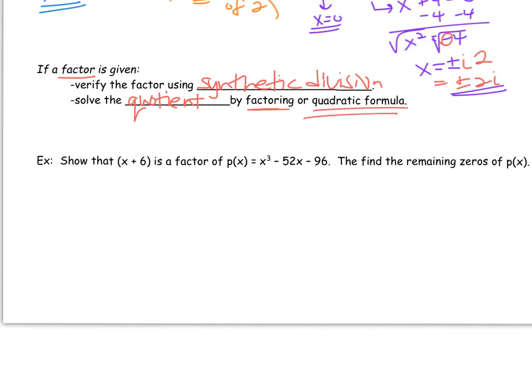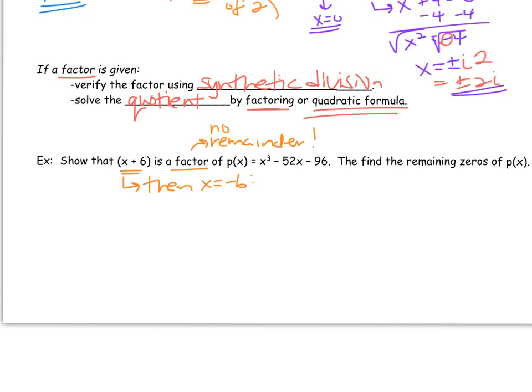In the example, show that x plus 6 is a factor of x cubed minus 56x minus 96. Now, we worked with this in lesson 3.3. To show it's a factor, we're going to plug it in for synthetic division. Remember, if your divisor is x plus 6, that means you're verifying it crosses the x-axis at negative 6. And that's what we'll plug in for synthetic division. In order to be a factor, you must have a remainder of 0 or no remainder.